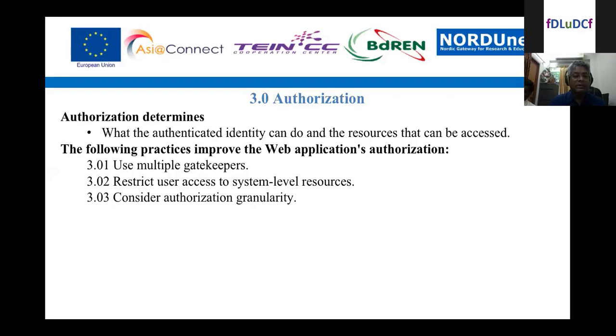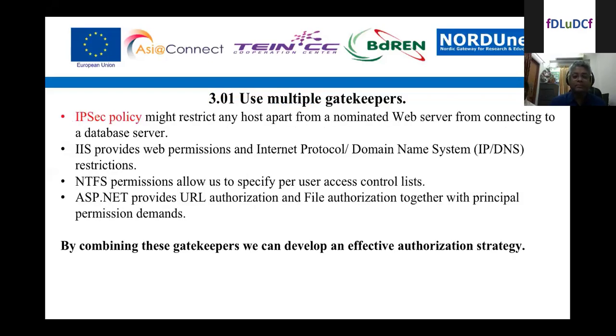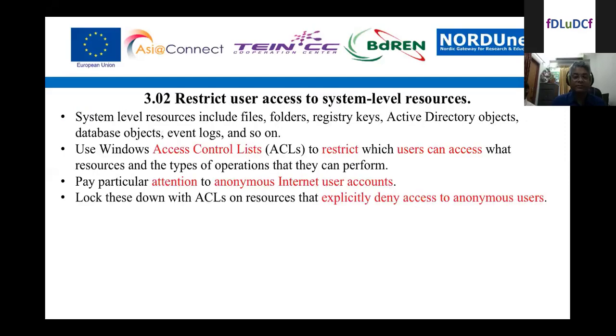So what is the use of multiple gatekeepers? IPsec policy must restrict any host apart from the nominated web servers from connecting to the database servers. And then IIS provides web permissions and Internet protocol and DNS restrictions, and NTFS permissions allow us to specify per user access control entries. So by combining all these gatekeepers, we can develop an effective authorization strategy.